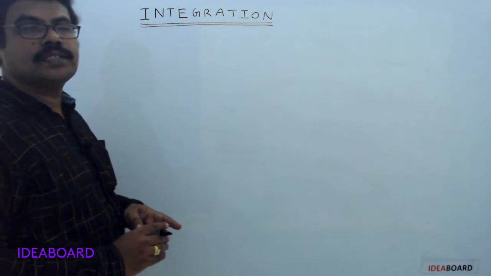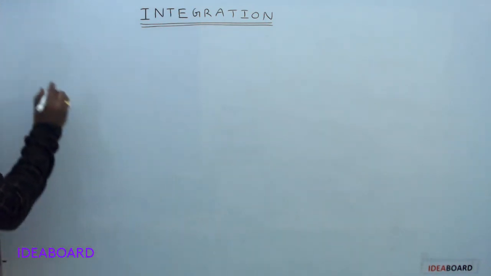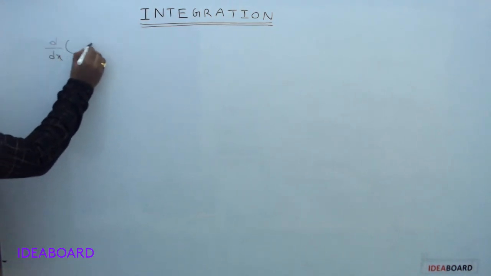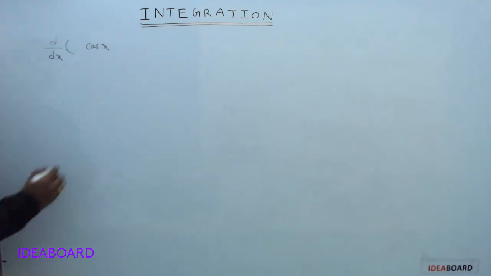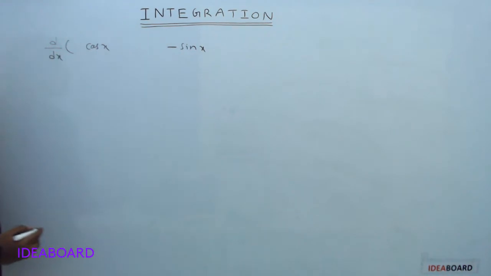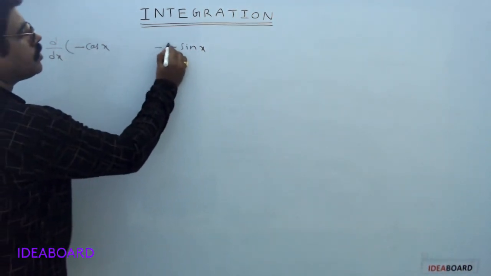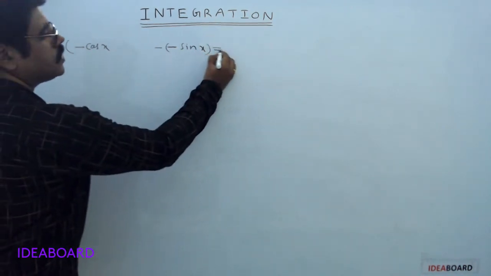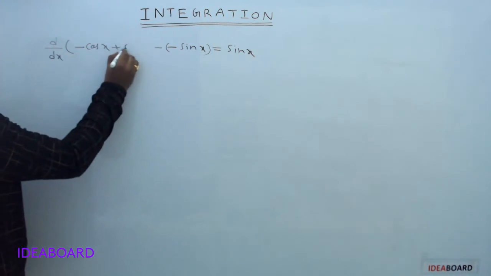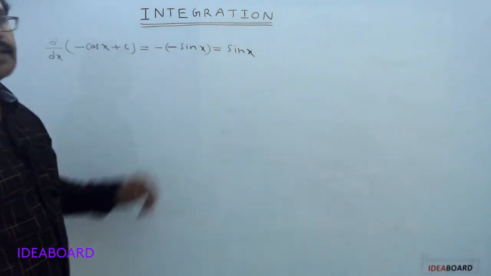Next, see the formulas related to trigonometric functions. What is the derivative of cos x? Derivative of cos x is minus sin x. What is the derivative of minus cos x? That is minus of minus sin x. It becomes sin x. So derivative of minus cos x plus a constant term equals to sin x.